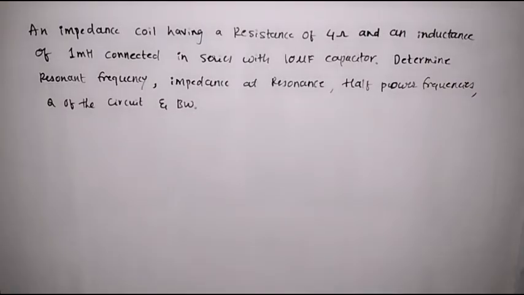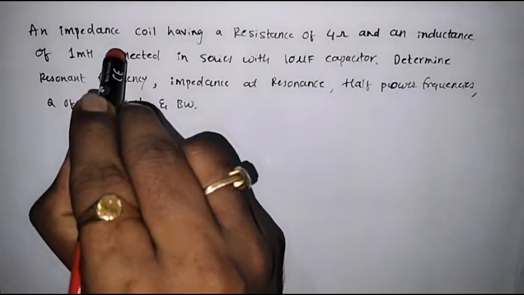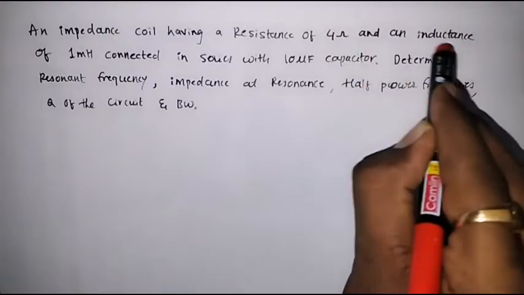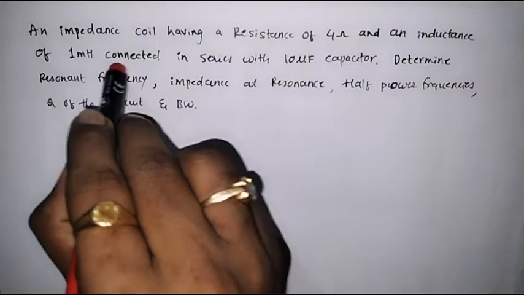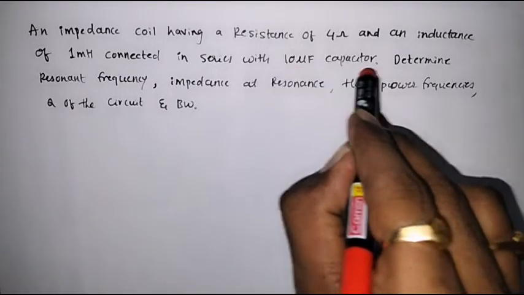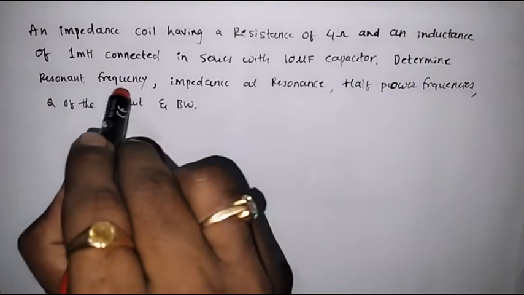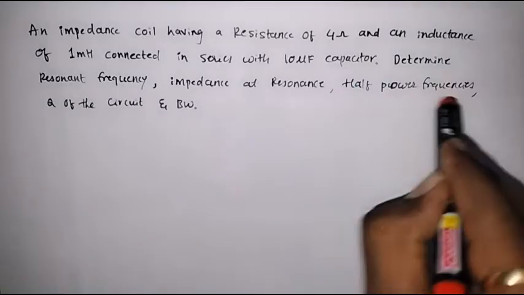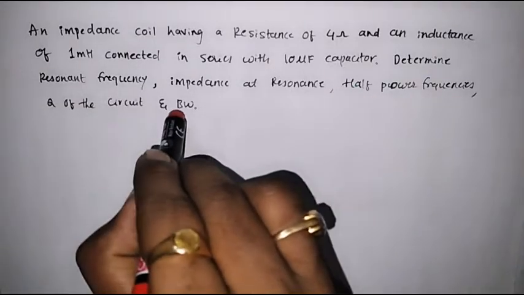Let's take one example on series resonance circuit. An impedance coil having a resistance of 4 ohm and an inductance of 1 millihenry connected in series with 10 microfarad capacitor. Determine resonant frequency, impedance at resonance, half power frequencies, Q of the circuit and bandwidth.